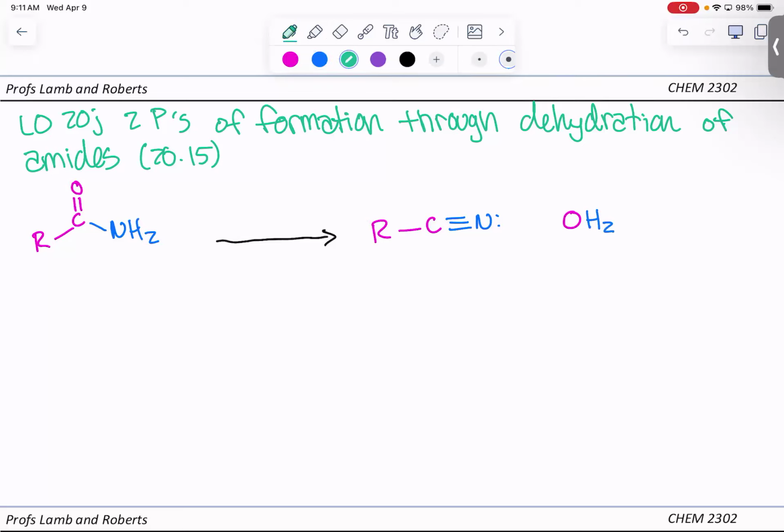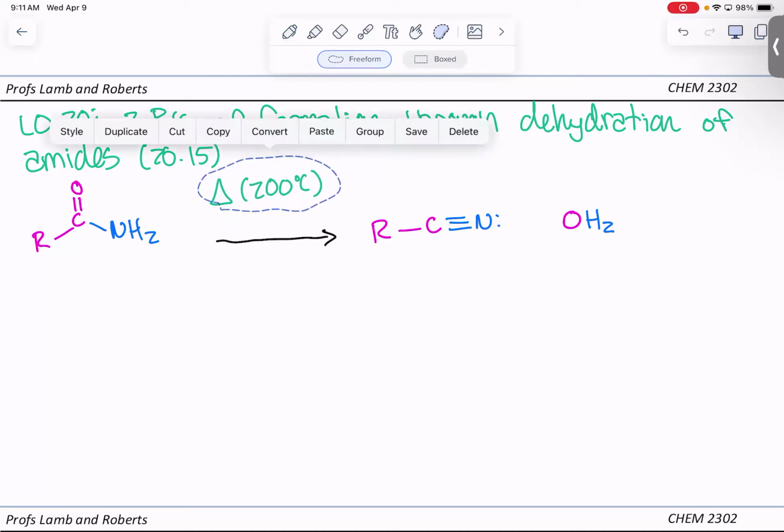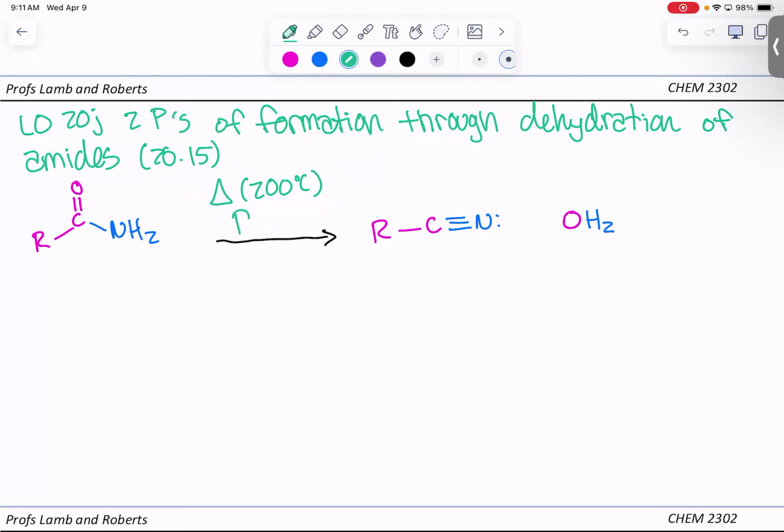All right, so what are the conditions for this? We're going to need a little bit of heat, actually quite a bit of heat. We're going to heat this up to about 200 degrees Celsius, so it's pretty warm. And then we're going to use a dehydrating reagent called P4O10.